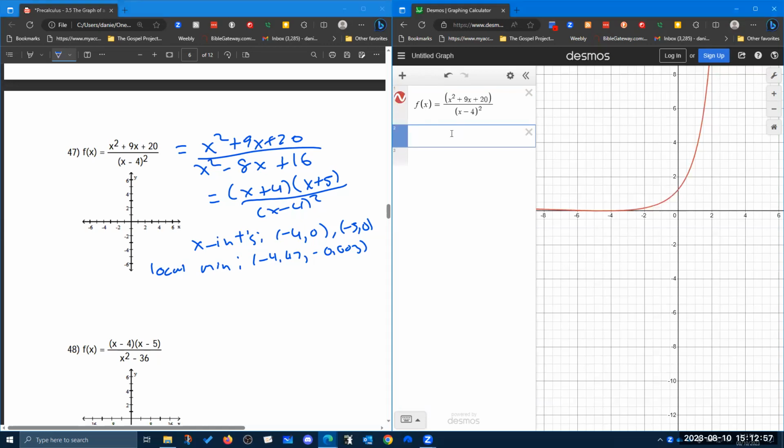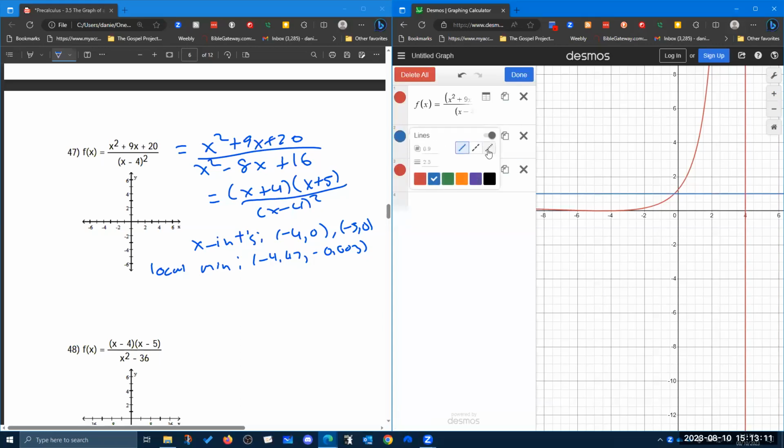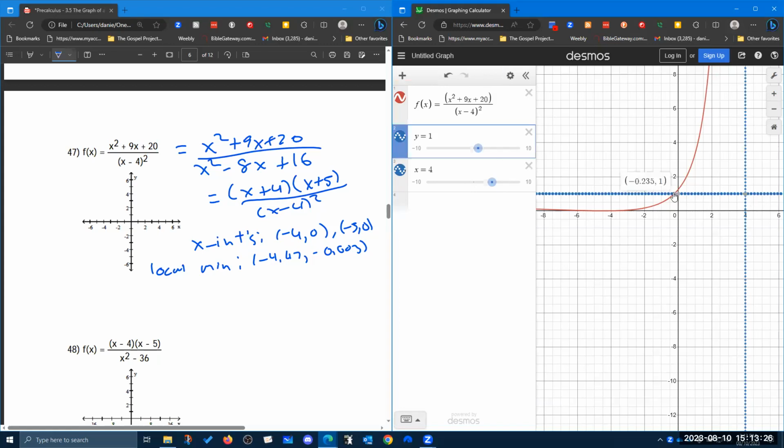Let's show some of these asymptotes for you. Y equals 1 and x equals 4. Let's make the asymptotes a different color this time, so it's easier to see them. Okay, so we see that the function is going to cross through the asymptote right there, and I'm going to show you the math for that.